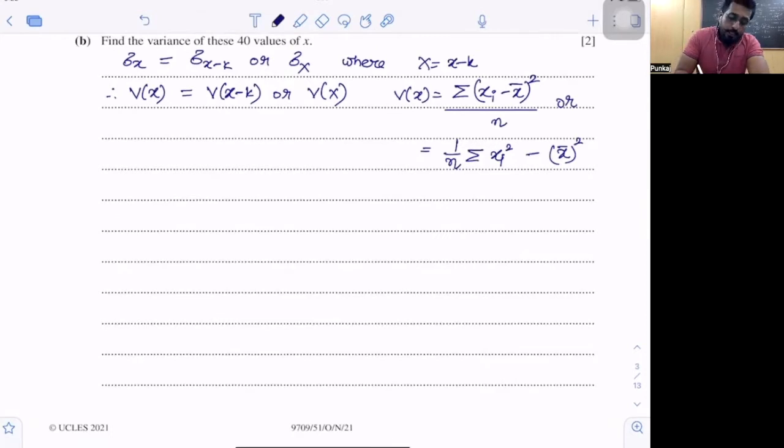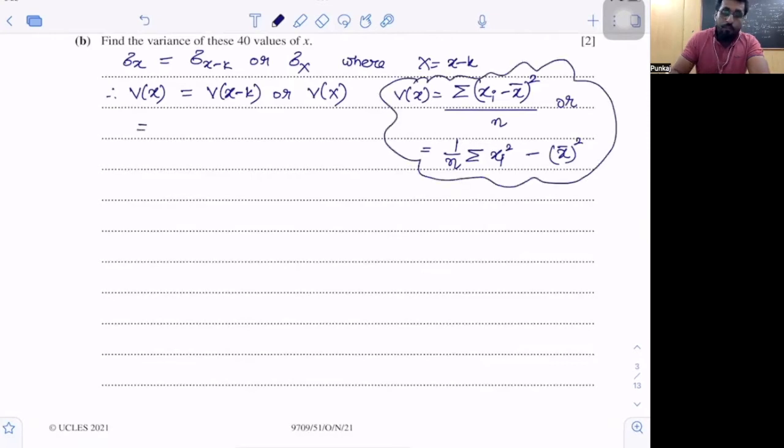So using this formula that you have learned just now, can you figure out the formula for v of x minus k? So the formula would go like this. So v of x minus k is going to be what? I'm going to make use of the second formula, students. As I said, usually we make use of the second formula. And you will come to know why the second formula can be used over here.